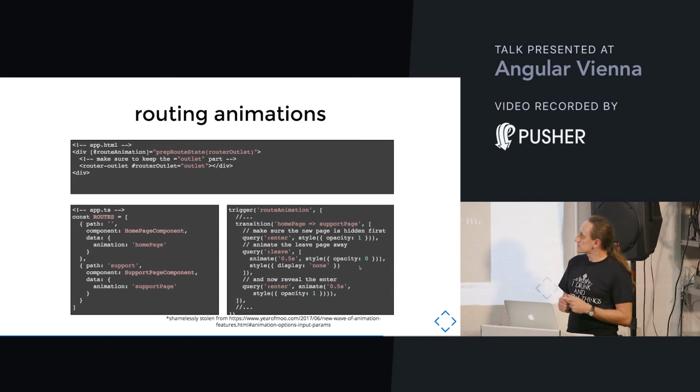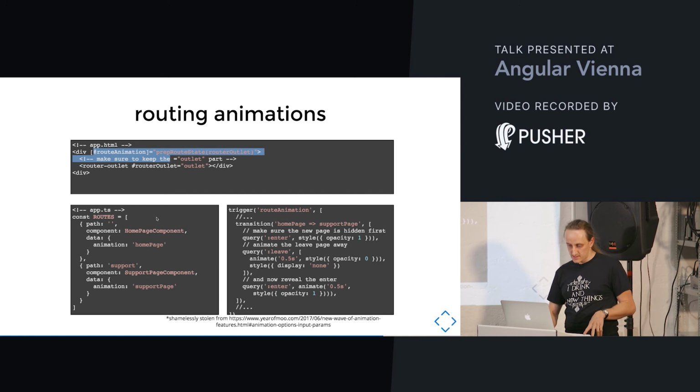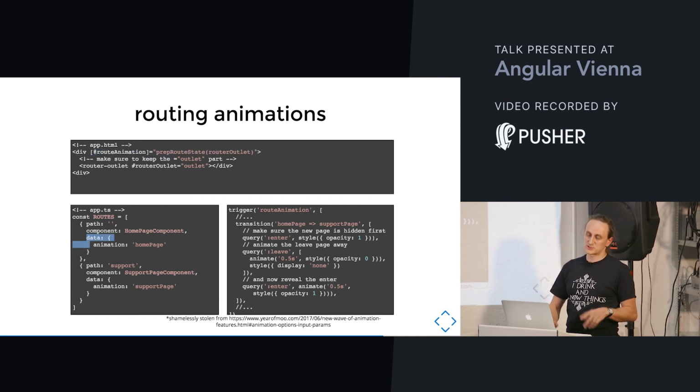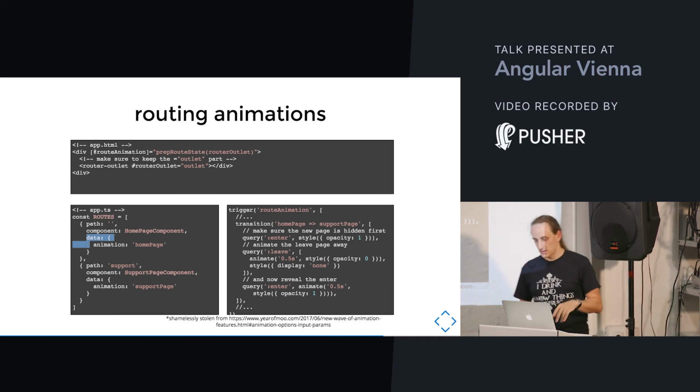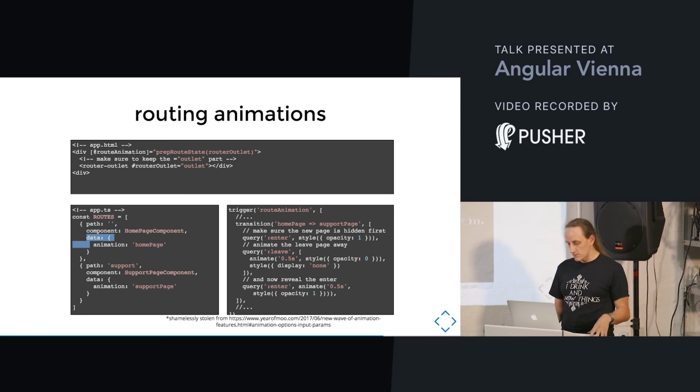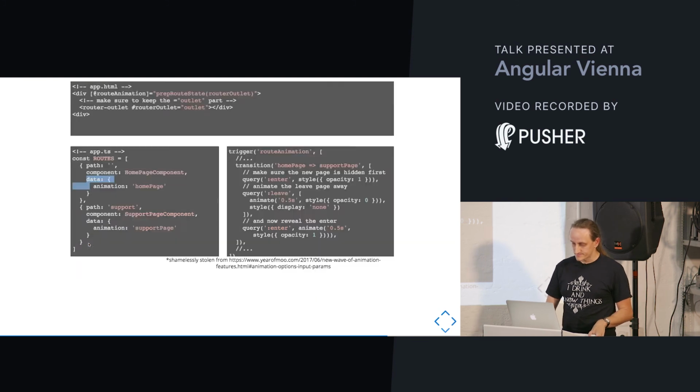There is also possibility to add routing animations using this route animation, prepare route state, and giving the data which tells in which route we are right now, and then define some transition between pages, so we can use some nice slide left, slide right, whatever we want. It works very nicely. There was also a possibility to do something like this in prior versions of Angular. I have that example. I will show it a bit later.